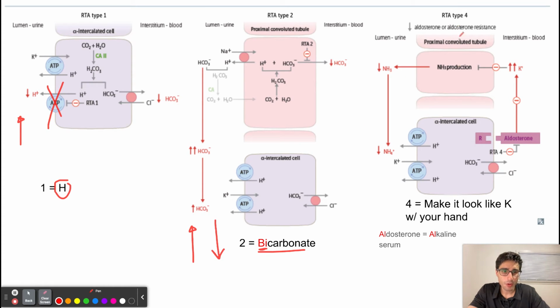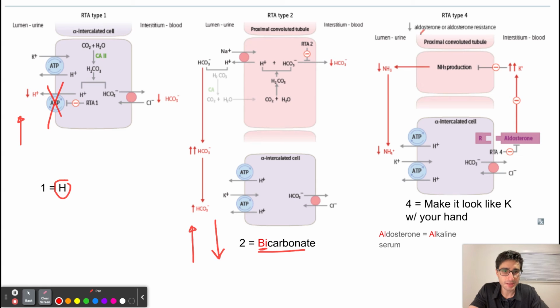Now, the mnemonic for type 4 is going to be that you're going to have your hands out like this with a 4, and you're going to turn it sideways. Now you can make a K like this. All right. So K is going to help you remember that in this type, we're going to have high potassium levels. So this is going to be the only type of renal tubular acidosis in which we're going to have high potassium levels. Why do we have high potassium levels?